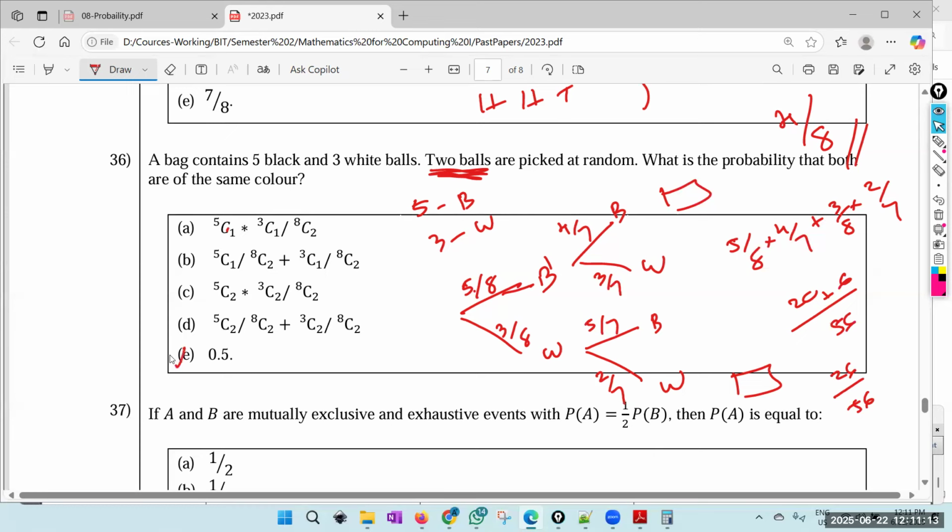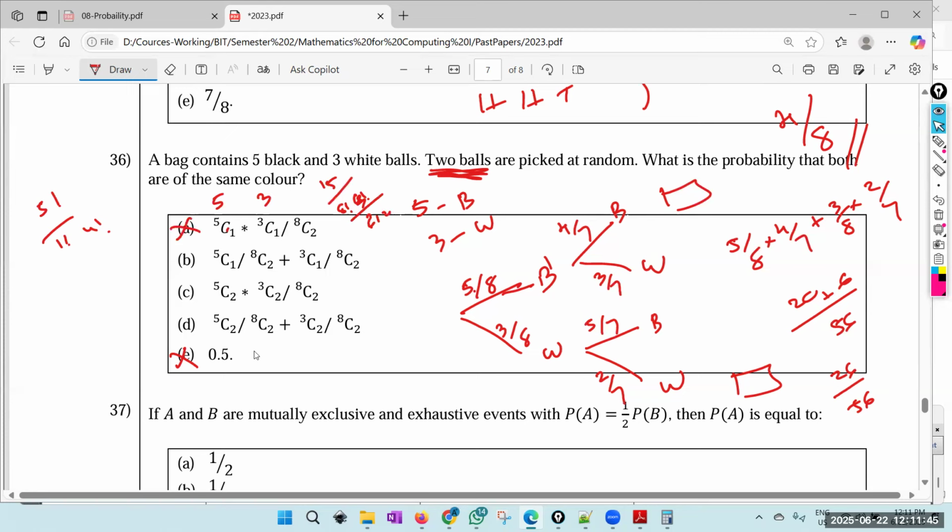So therefore, this is not an answer. Now, this is 5C1. NC1 is N, right? Factorial 5, factorial 1, factorial 5 minus 1, 4. That is 5. This is 5. This is 3. 5 into 3 is 15 divided by 8C2. Factorial 8, factorial 6 divided by factorial 8 divided by factorial 6, factorial 2. I don't think this is an answer.